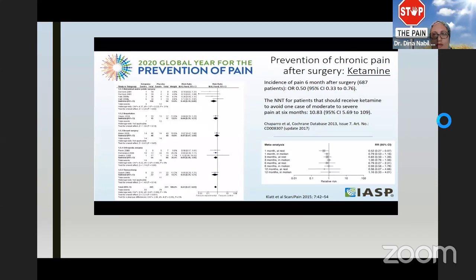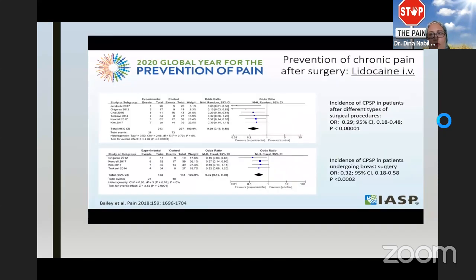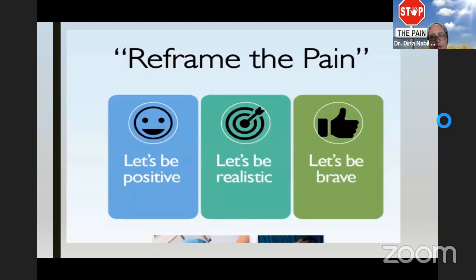Some drugs show the best result in the prevention of post-operative pain, but actually they didn't show good results in prevention of chronicity. One of them is ketamine. Pregabalin is recommended for prevention of post-operative pain. Lidocaine infusion showed a good result in prevention of post-operative pain and in prevention of chronicity.